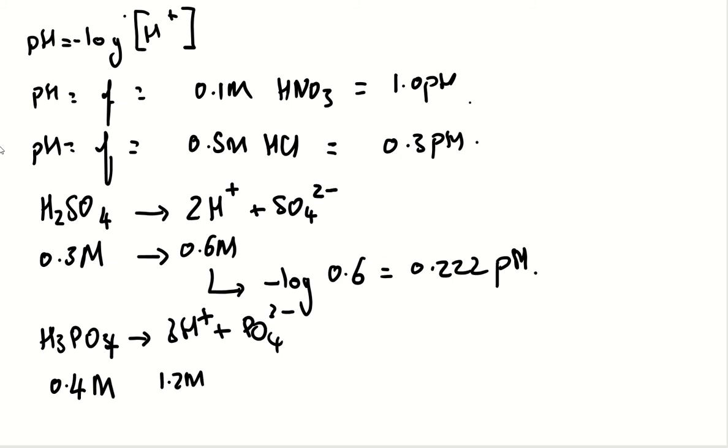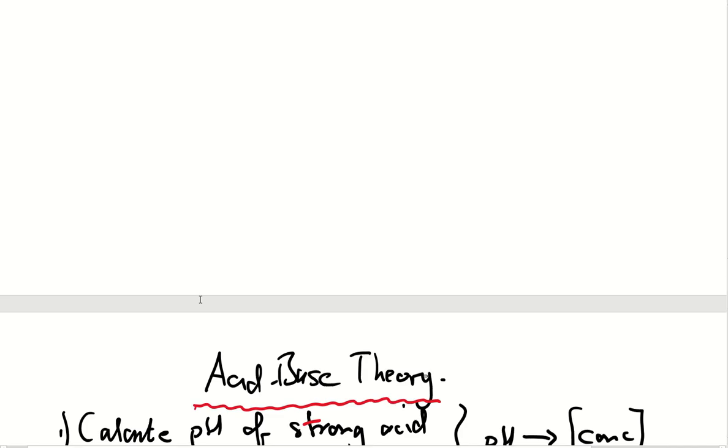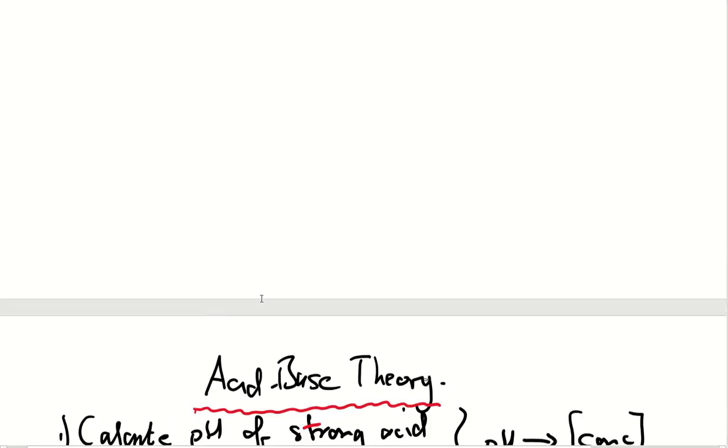So that's going to be minus the log of the 1.2. And that's going to be negative 0.08. So pH here is negative 0.08. And that's actually quite a good example because it shows that you can get negative pH values. So don't be startled in an examination if you do indeed get a negative pH value. That's perfectly fine.